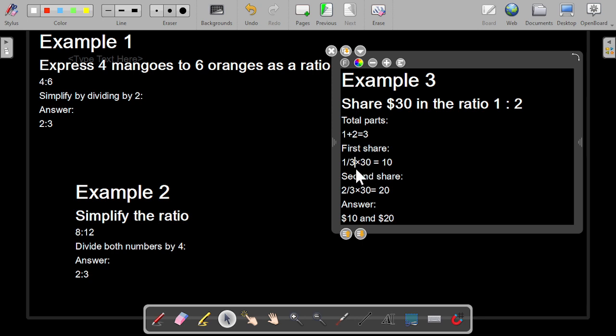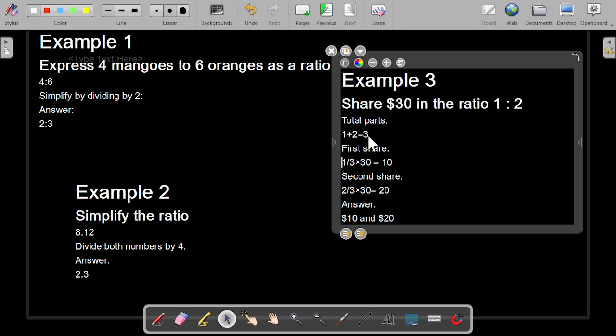Then 1 upon 3 times 30 will give you 10, because definitely you are going to divide. As I said before, you have an invisible 1 here, 30 over 1. So 3 into 30 will give you 10. 10 times 1 is equal to 10. You have gotten the first one. Then we move on to the second ratio, which is 2. This is the second ratio. Then you now take 2 upon the sum of the ratio.